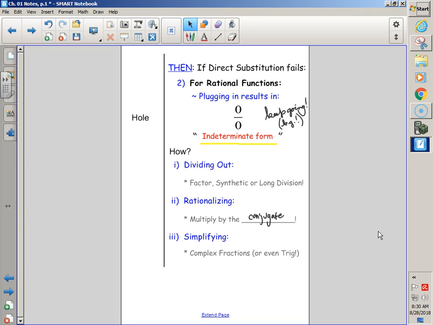But last year we would have had a whole page for this, and let's do some examples. But this year it's like, wait, you saw it last year, most of you, and you saw it in the summer packet. So now let's just practice.